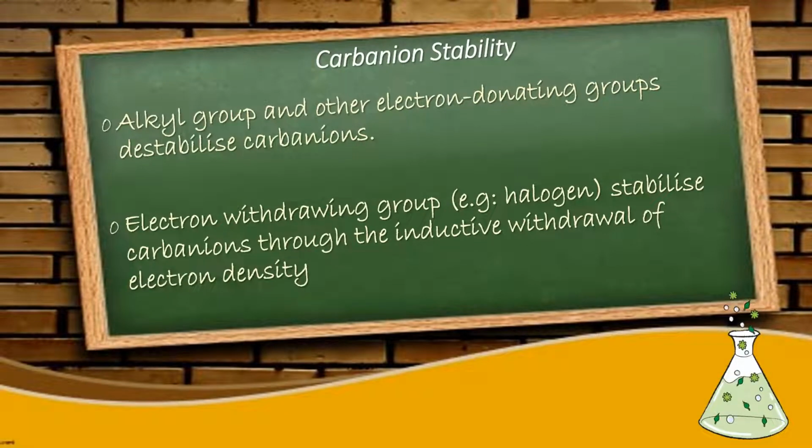Carbanion stability. Alkyl group and other electron-donating groups destabilize carbanions. As the number of alkyl groups increases, the stability of carbanions decreases. Electron withdrawing groups, for example halogens, will stabilize carbanions through the inductive withdrawal of electron density.